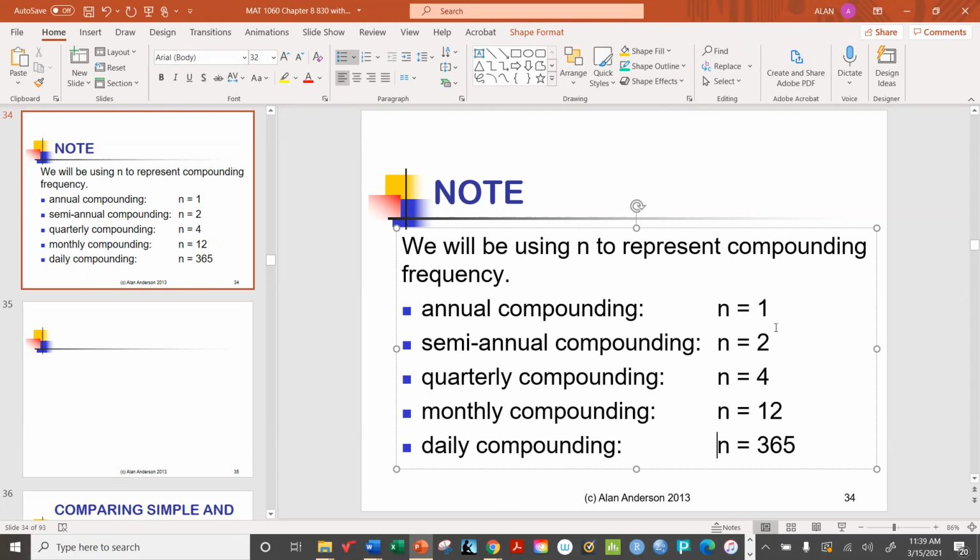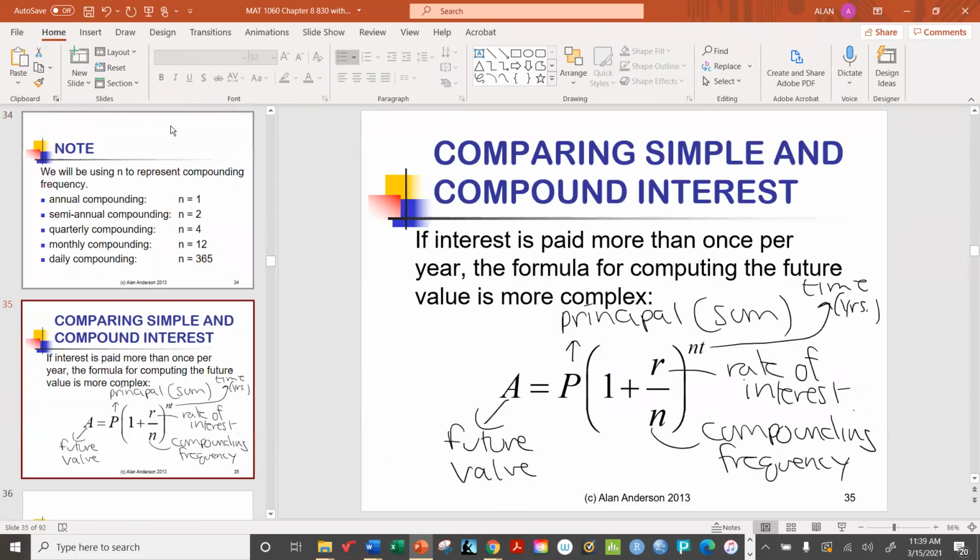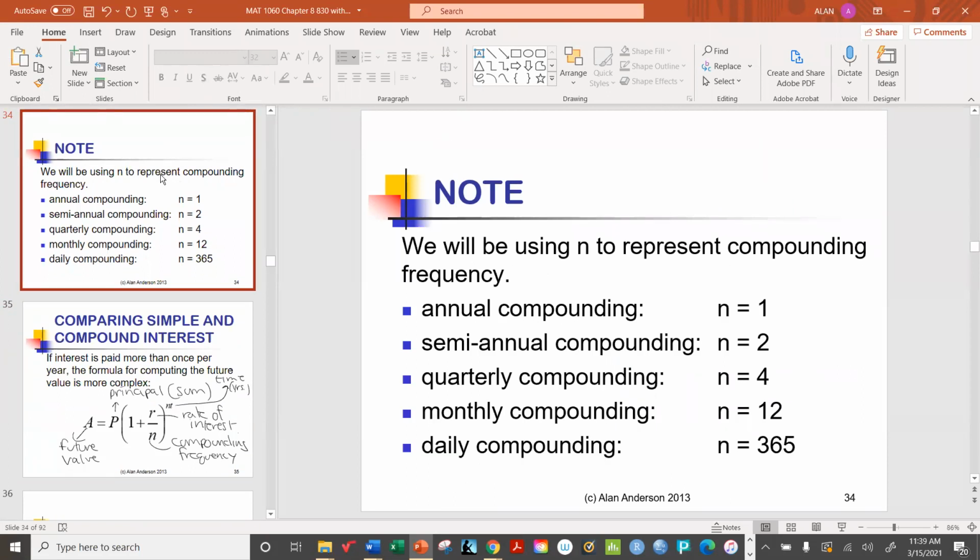Annual is 1, semi-annual is 2, and that just means twice a year, by the way. The word semi-annual means twice a year. Quarterly means 4 times a year. Monthly means 12 times a year, of course, and daily will be 365. Even during a leap year, it's always 365.